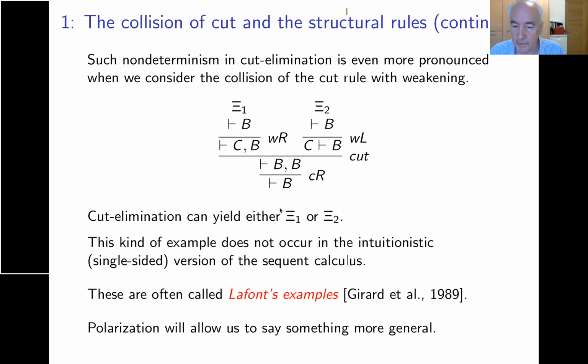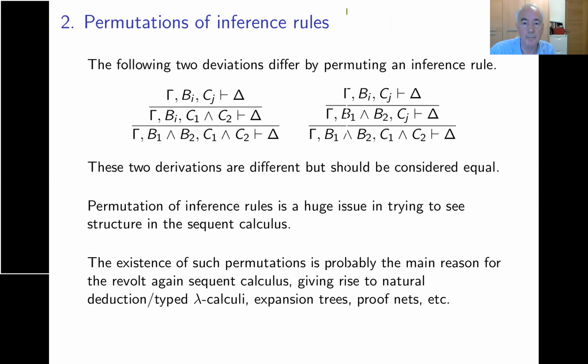These are often called Laffont's counterexamples. That's the term I'll use, and I'll return to it in a little bit. They're ruled out in intuitionistic logic, but not in classical. But we can say something a bit more when we get to focusing proof systems. We'll see they're also ruled out, but maybe for a deeper reason. So that's one problem. The second problem is also quite obvious.